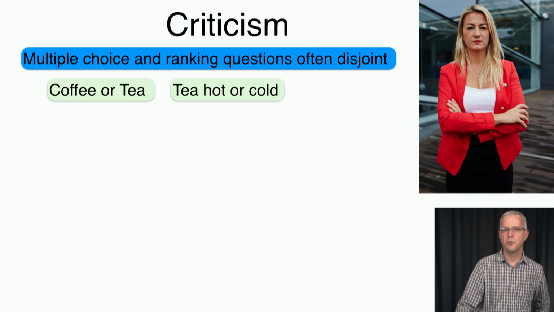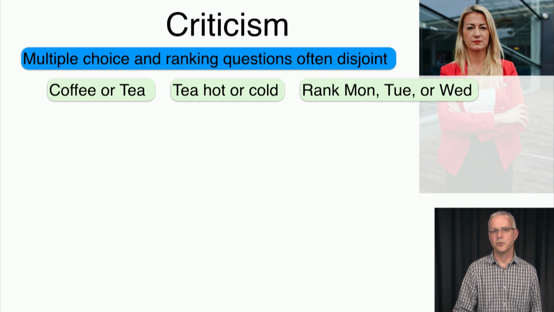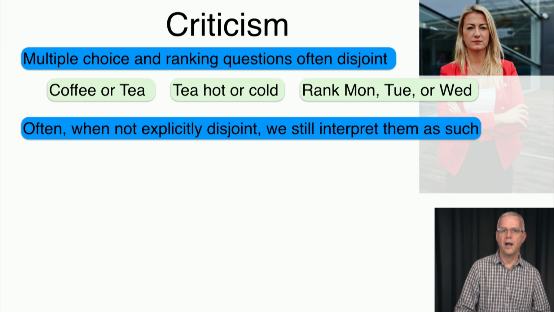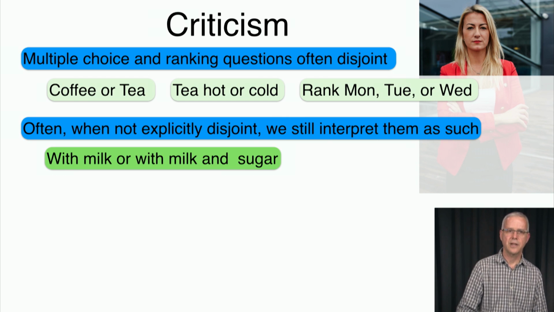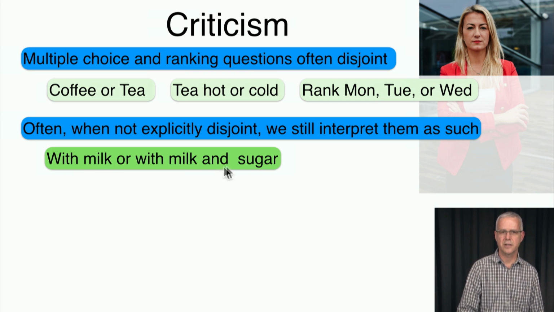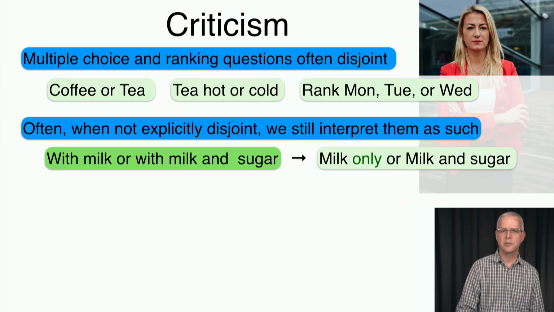Or do you want your tea hot or cold? Two disjoint options. Or even if you want to do ranking, like they asked here, they ask you to rank Monday, Tuesday, and Wednesday for the time for a meeting. These are disjoint options. That's what people usually give you. Even when the options are not explicitly disjoint, we still interpret them as disjoint. For example, if someone asks if you want your coffee with milk or with milk and sugar, typically we'll interpret that to be with milk only, or milk and sugar, right?